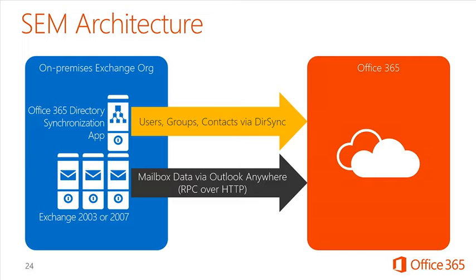So if you remember, in cutover, we leveraged NSPI to do the directory replication. In staged, we leveraged DirSync to do the directory replication. With cutover, we leveraged Outlook Anywhere to do the data pull. With staged, we leveraged Outlook Anywhere to do the data pull.